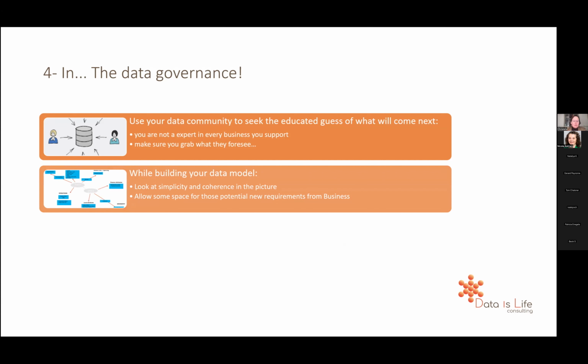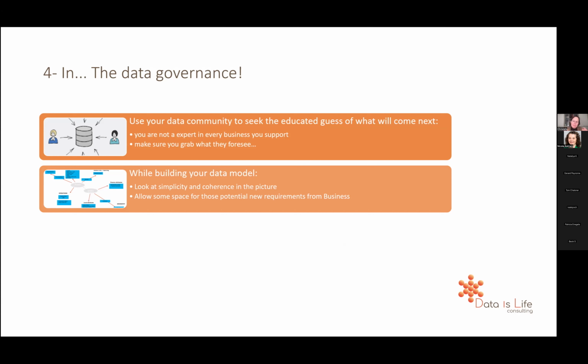So you need to allow space for potential new requirements and make sure that when finance wants an indicator and supply chain wants another one, and it looks like the same, you put them in a room and try to see if it can make sense to be the same. Sometimes not, because there are real differences.